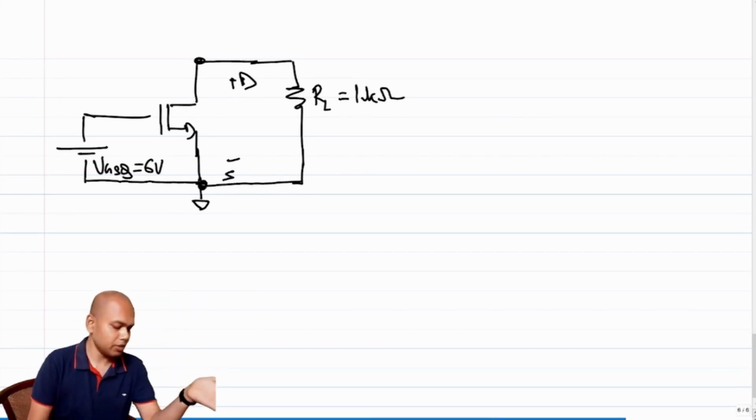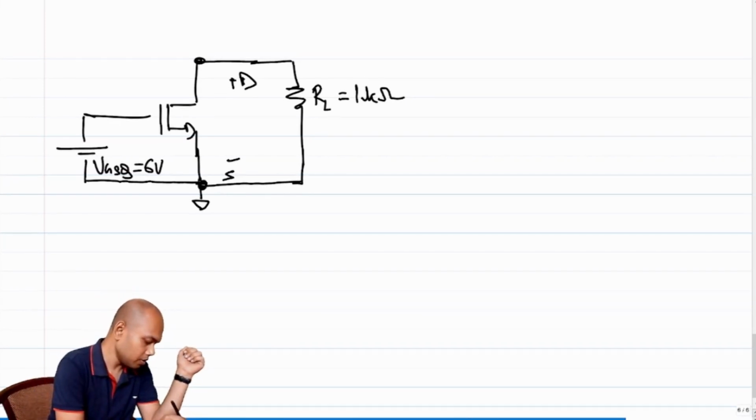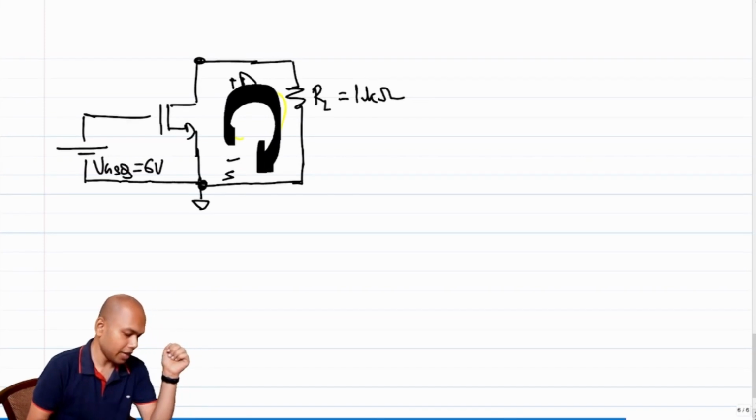The voltage difference between the drain and the source is clearly 0 because I don't have any battery between the drain and the source, or any potential, any battery at the output side. In this loop we do not have any battery.